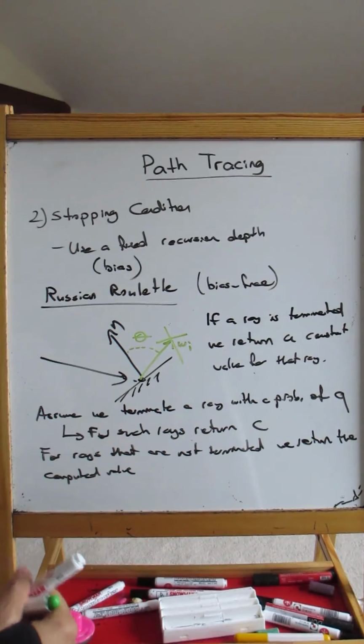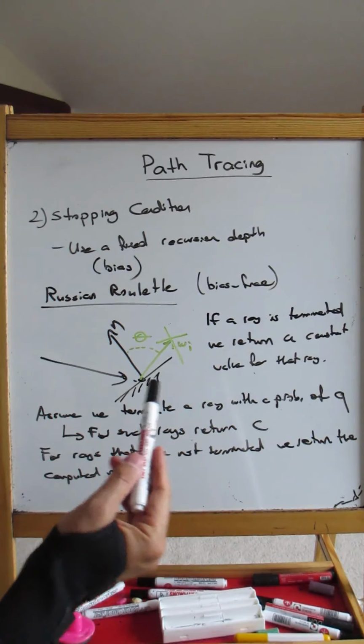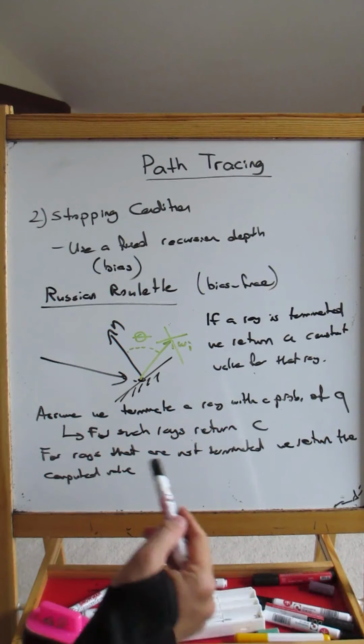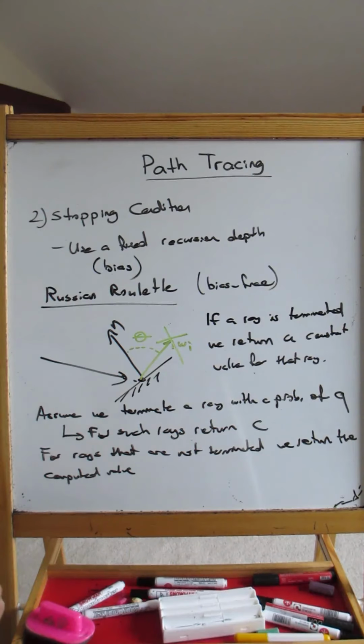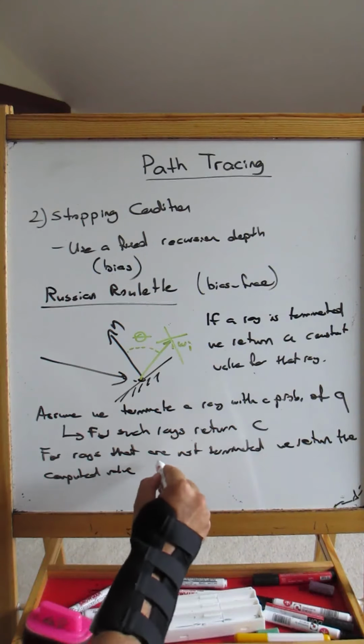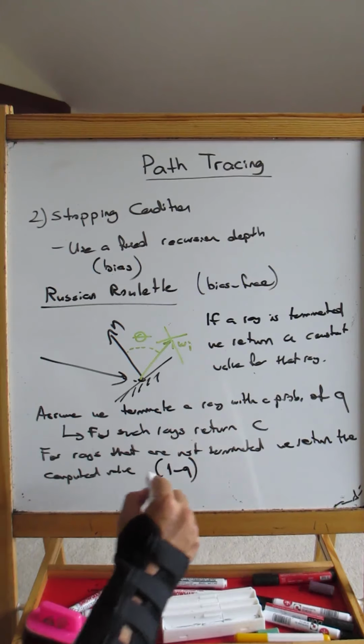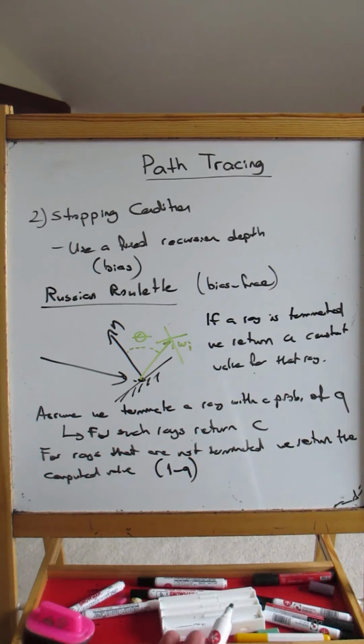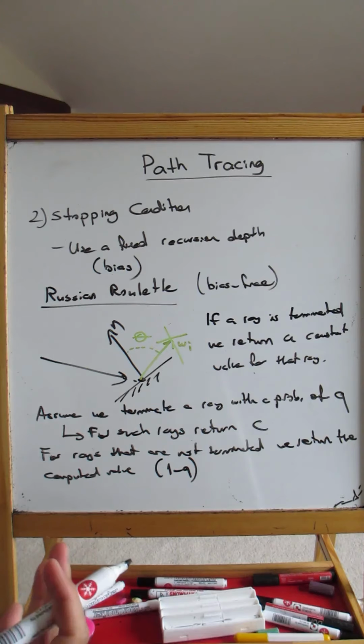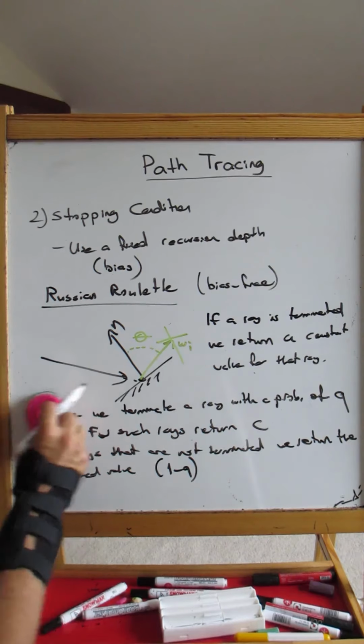Okay, so basically with a probability of Q we terminate and return C, and with the probability of 1 minus Q we do not terminate the ray and recursively compute the color. Okay, now what we want to do is, let me clean this part.